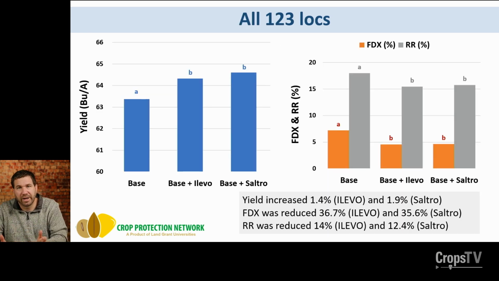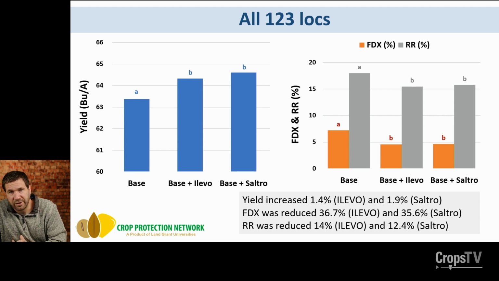A lot of the FV data is still being collected from Michigan State and is still being quantified there. And so we're just going to focus on the yield responses to the different seed treatments, and we'll break it down in different ways. But first of all, for all 123 locations, if you look at the yield, both the Levo and Saltro increased yield on average, very low, but still significant: 1.4% and 1.9% for Levo and Saltro.